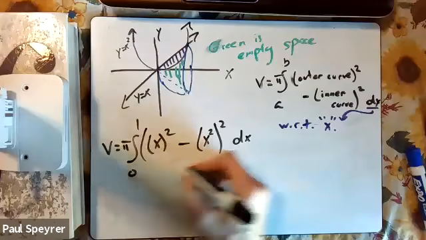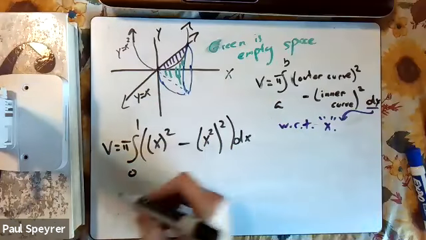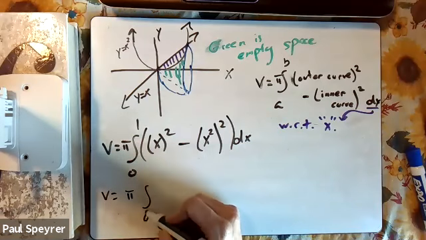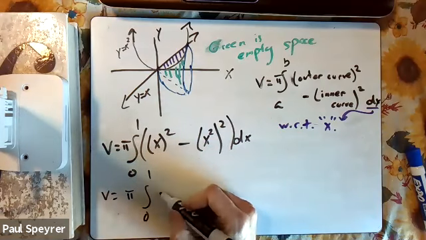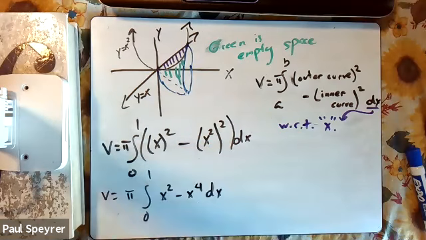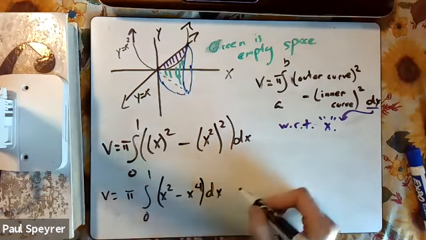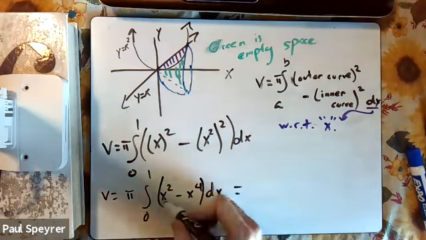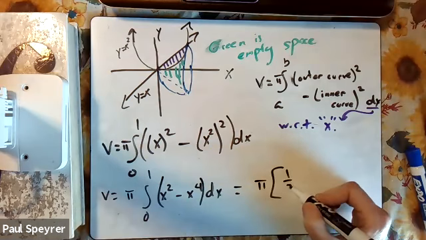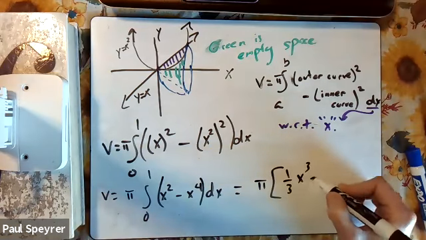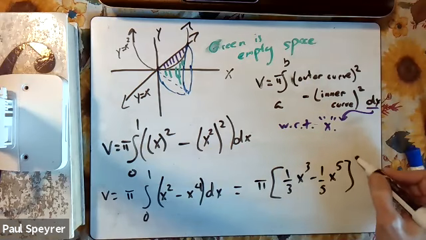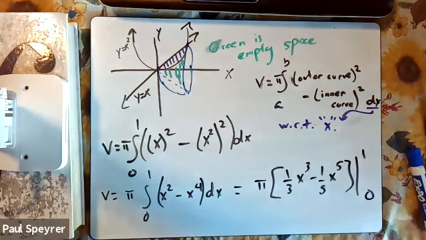So now let's work this out. Let's just apply the squared first. It's x squared minus x to the fourth dx. And then taking an antiderivative is not bad. We still have the pi. This is 1/3 x cubed minus 1/5 x to the fifth, evaluated from 1 to 0.